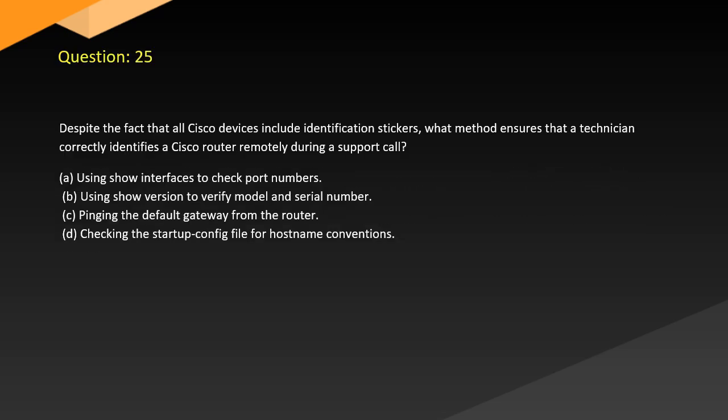Question 25. Despite the fact that all Cisco devices include identification stickers, what method ensures that a technician correctly identifies a Cisco router remotely during a support call? A. Using show interfaces to check port numbers. B. Using show version to verify model and serial number. C. Pinging the default gateway from the router. D. Checking the startup config file for hostname conventions.